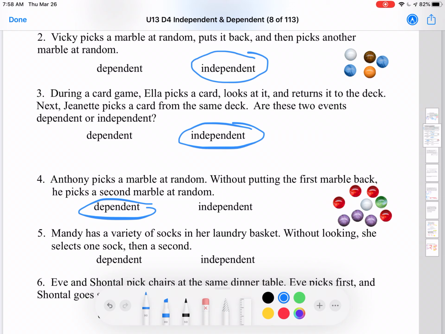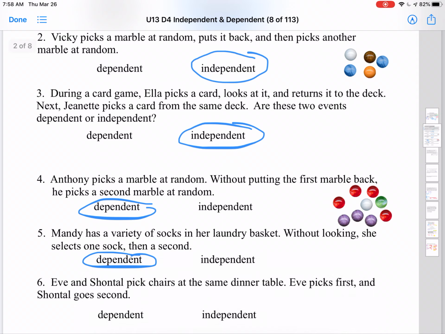All right, and then I like this because I think this makes you understand too. It says, Mandy has a variety of socks in her laundry basket. Without looking, she selects one sock and then a second sock. So these are definitely dependent because that first sock changes the sample space of picking the second one. And then this one will probably be the one that you understand, I think, probably the most.